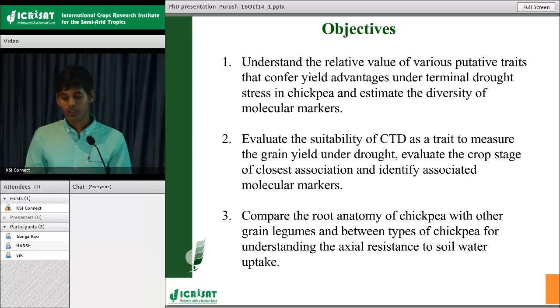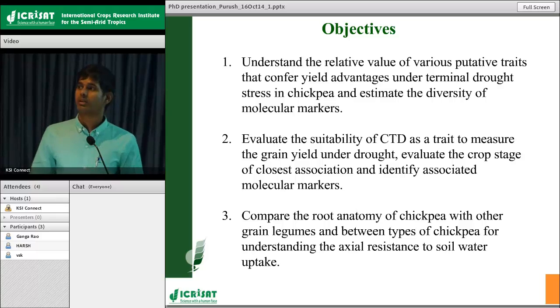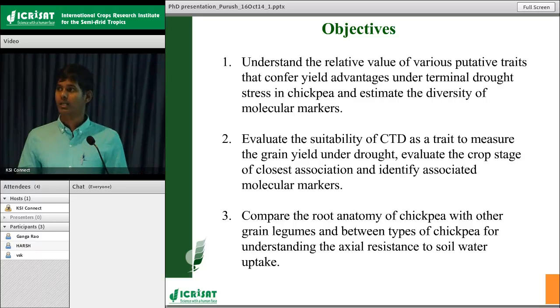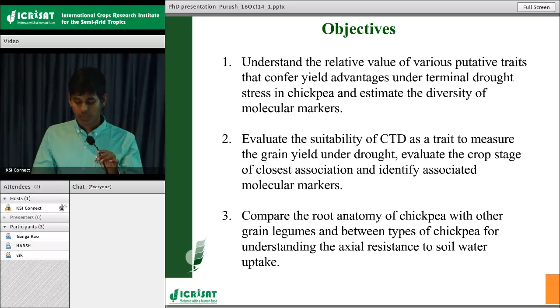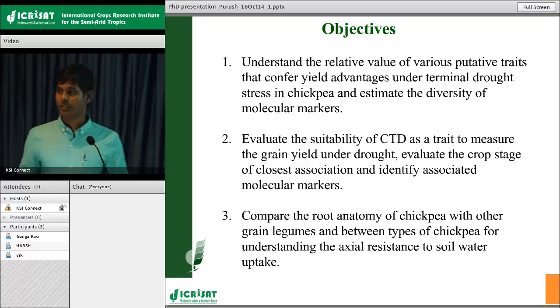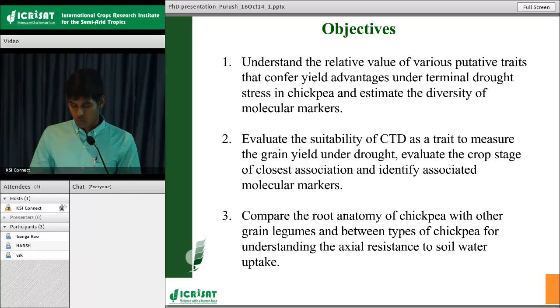The objective of my study is to understand the relative importance of various traits which contribute to grain yield, and also to study the marker diversity within the studied genotypes. The second objective deals with evaluating CTD as a trait and its stage of relevance, and finding a possible marker trait association for CTD. The third objective is to compare the root anatomy of chickpea with other grain legumes, and also between types of chickpea, to understand the axial resistance of soil water uptake.